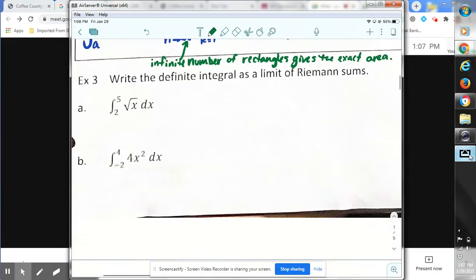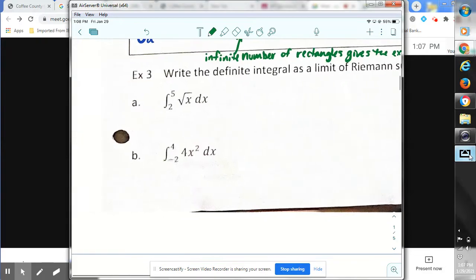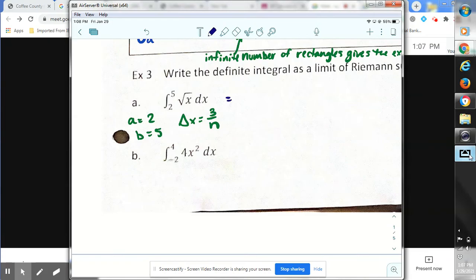Okay, so on example 3, we're going to write the definite integral as the limit of Riemann sums. And I'm still going to start off like what we've been doing, where we write what a is, we write what b is, we write what delta x is. All right, and then I'm ready. So if we're not approximating, we are representing the definite integral. We do the limit as n approaches infinity of the summation from k equals 1 to n. So that means infinite number.